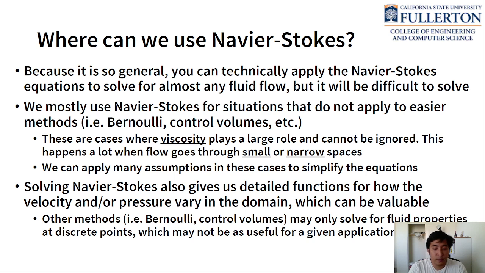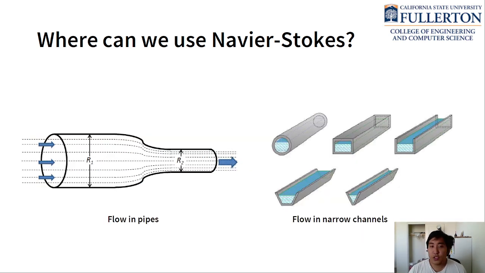Okay, so the situations that you'll see a lot, especially in a fluids class for solving Navier-Stokes, are flows in pipes or flows in narrow channels, right? And so what these have in common is that they are very small. If you compare that to flow in like an atmospheric flow, viscosity is going to play a big role in these cases. Okay, and so whenever you have small narrow spaces and viscosity plays a big role, that's when you want to use Navier-Stokes.